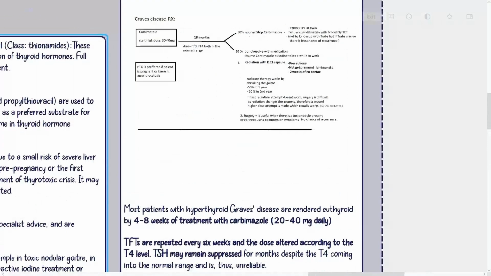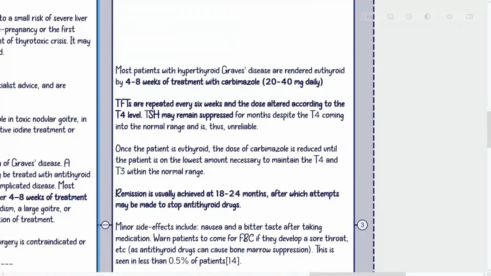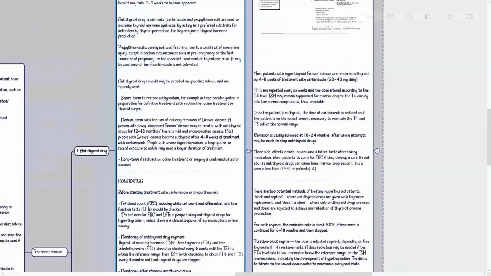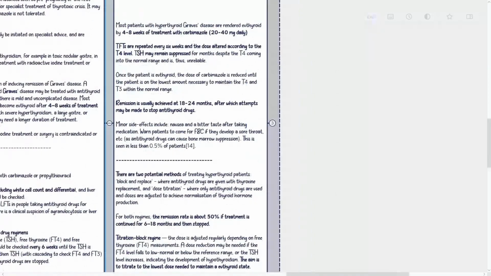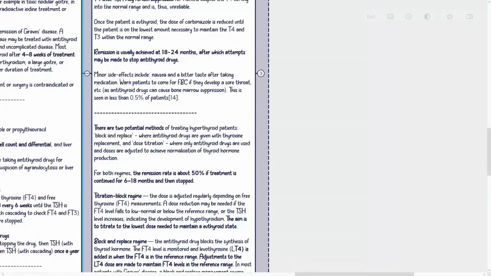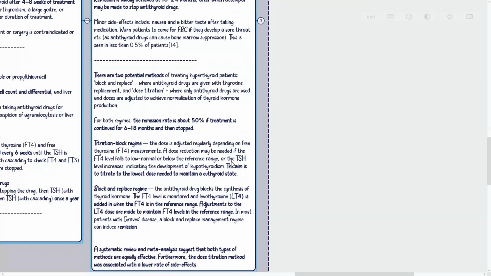Most patients with hyperthyroid Graves' disease are rendered euthyroid by 4-8 weeks of treatment with carbimazole, 40 mg daily. TFTs are repeated every 6 weeks, and the dose altered according to the T4 level. TSH may remain suppressed for months despite the T4 coming into the normal range, and is thus unreliable. Once the patient is euthyroid, the dose of carbimazole is reduced until the patient is on the lowest amount necessary to maintain the T4 and T3 within the normal range. Remission is usually achieved at 18 to 24 months, after which attempts may be made to stop antithyroid drugs.